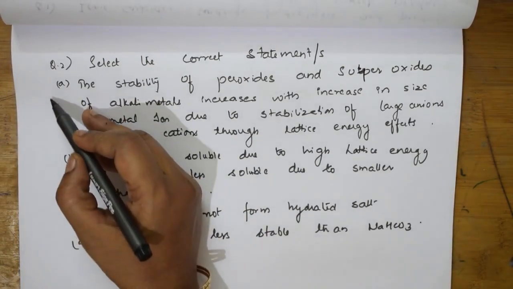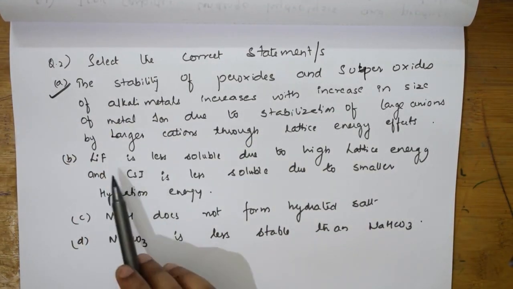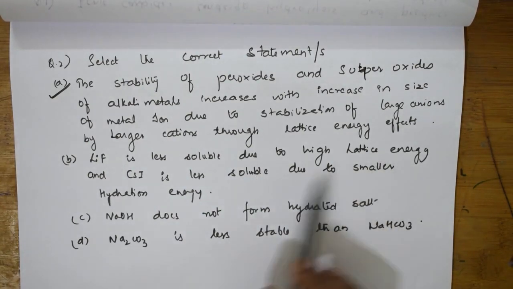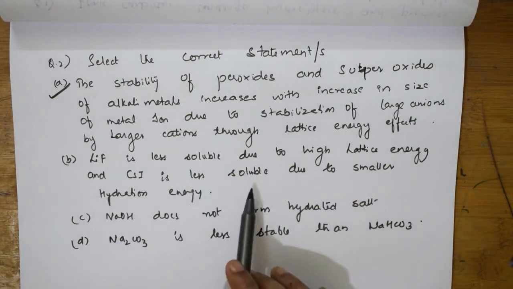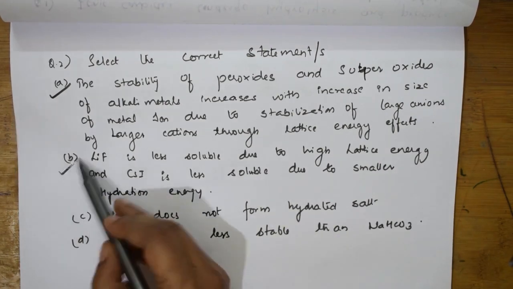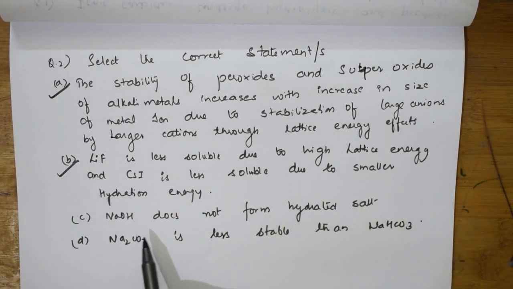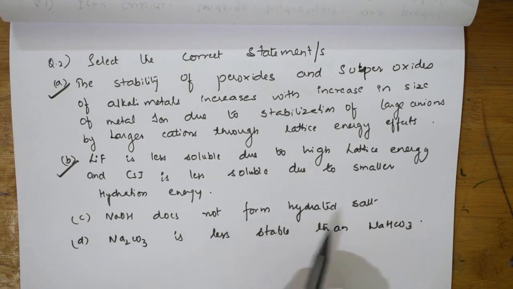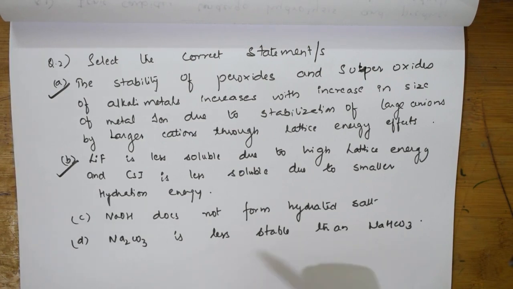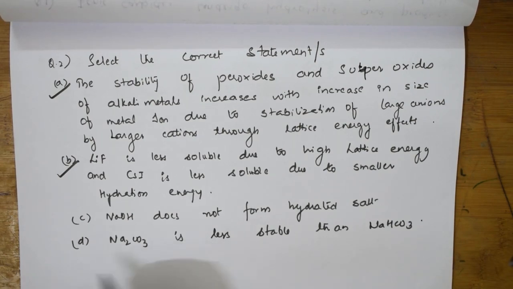So the first option, A. Lithium fluoride is less soluble due to high lattice energy, and CsI is less soluble due to smaller hydration enthalpy. Yes, this is also a right option. The next one, sodium hydroxide does not form hydrated salt. And the last one, sodium carbonate is less stable than sodium bicarbonate. This is also right, isn't it? We have already given the reason in hydroxides formation.